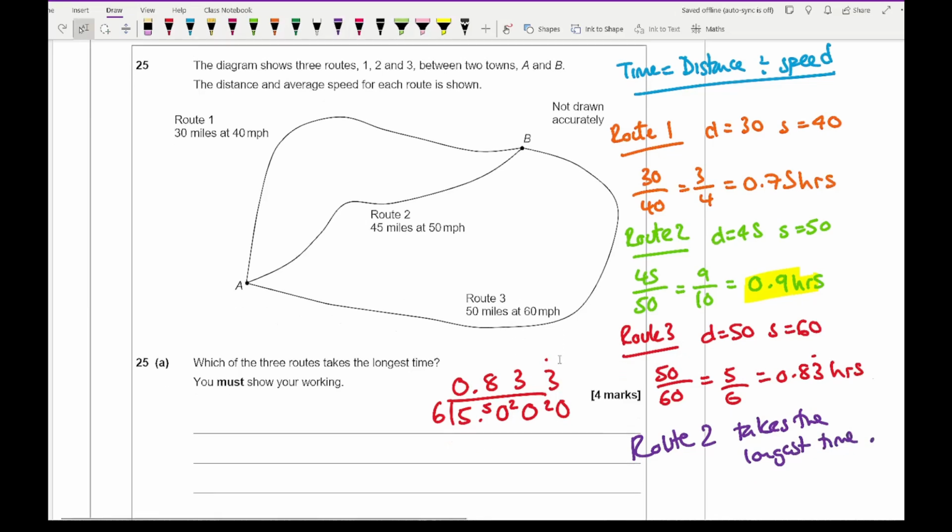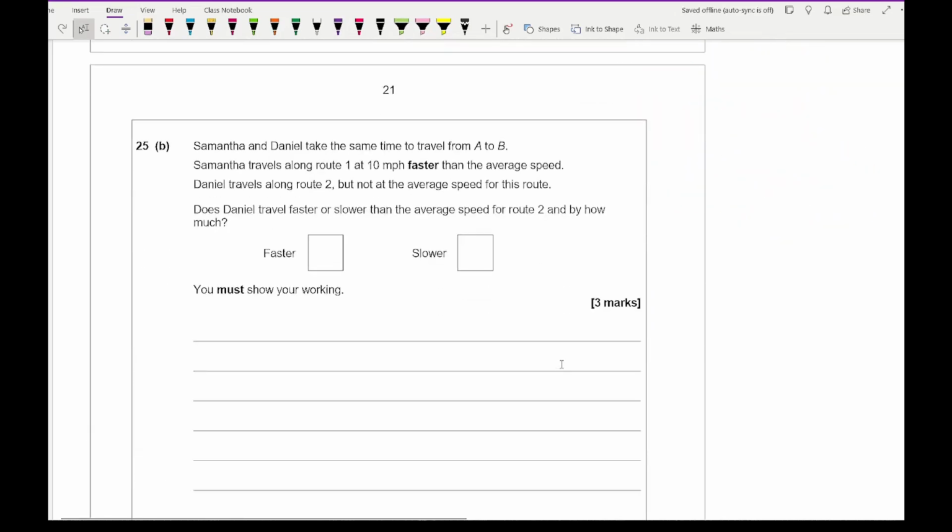There we go. Then moving on to 25b, it says Samantha and Daniel take the same time to travel from A to B. Samantha travels along route 1 at 10 miles per hour faster than the average speed, and Daniel travels along route 2 but not at the average speed of the route. And the question is asking, does Daniel travel faster or slower than the average speed for route 2, and by how much? So first of all, let's look at Samantha.